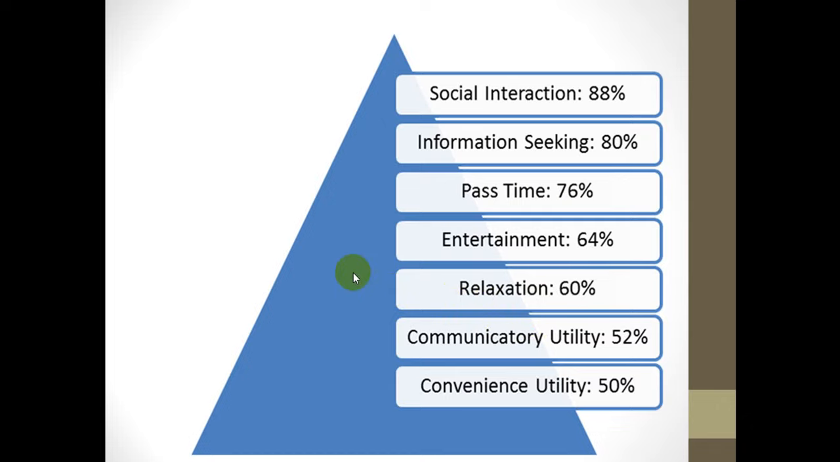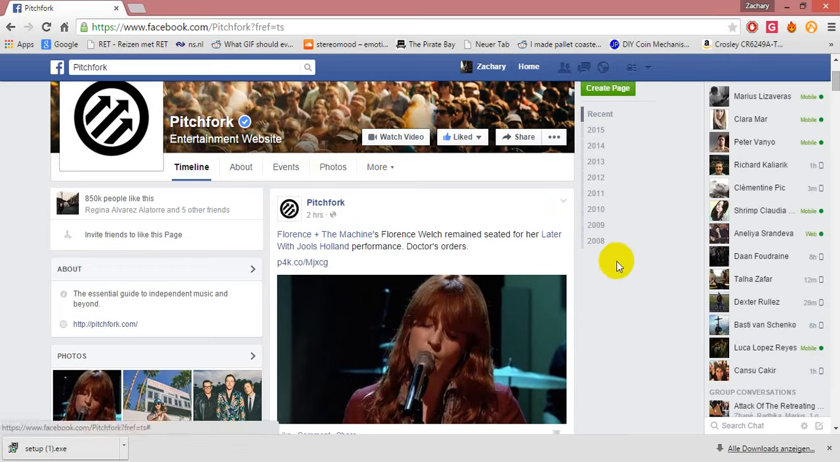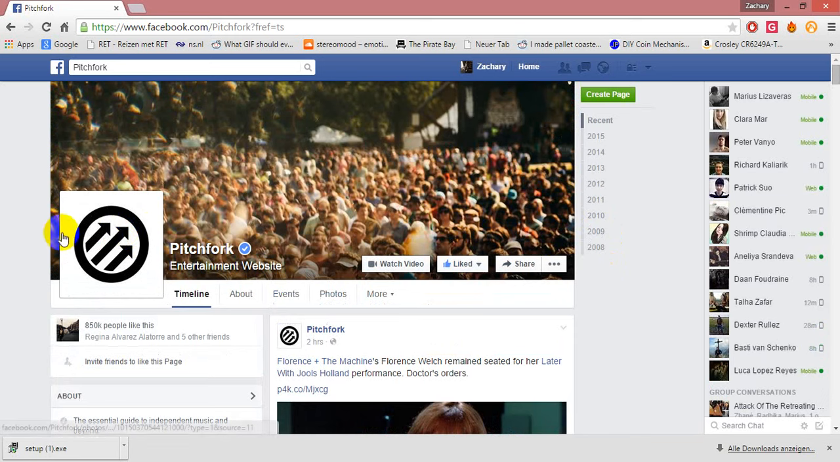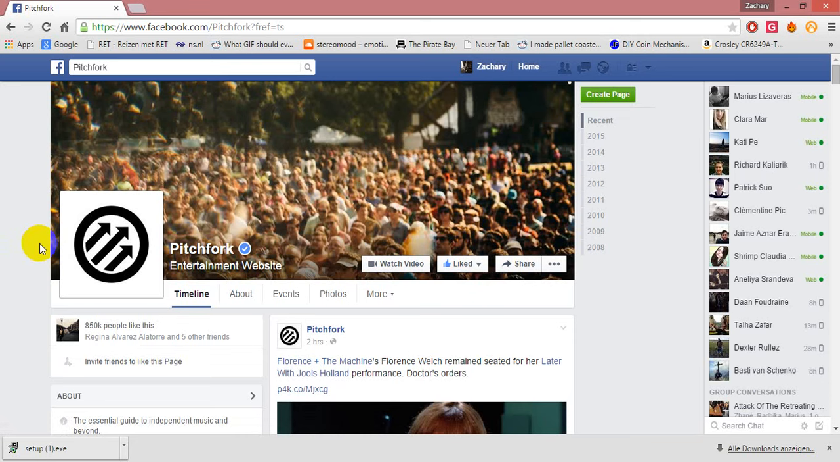So anyway, let's take a look at the Facebook page that I was talking about. Here we have Pitchfork, which is a music review website. This is their Facebook page. So let's apply the 7 themes to this page and discuss which ones are present. In a way, all of them are present, but some are larger than others. Again, we have to scale them up in order of importance.